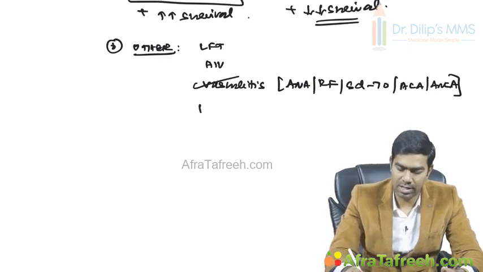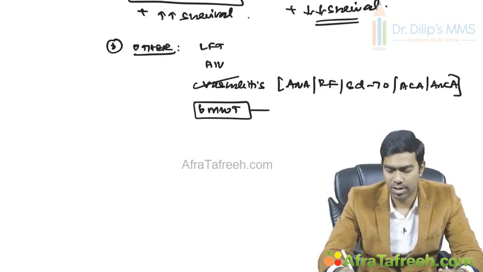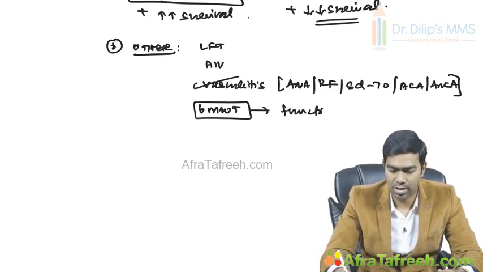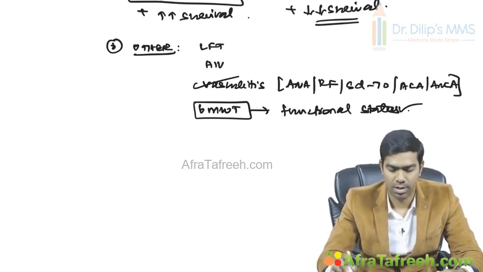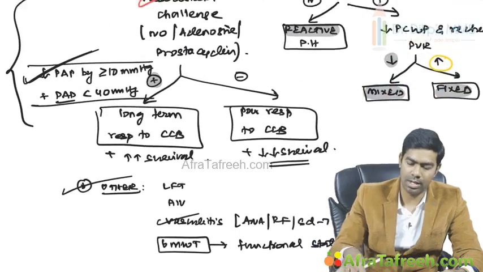At the same time, there is another test called the 6-minute walk test, 6MWT. This is very, very important for assessing the functional status, because a 6-minute walk test of less than 300 meters indicates an extremely poor prognosis. If they cannot even walk 300 meters, the prognosis and survival is going to be very, very poor. So these are some other tests which you can try in a pulmonary hypertension patient.